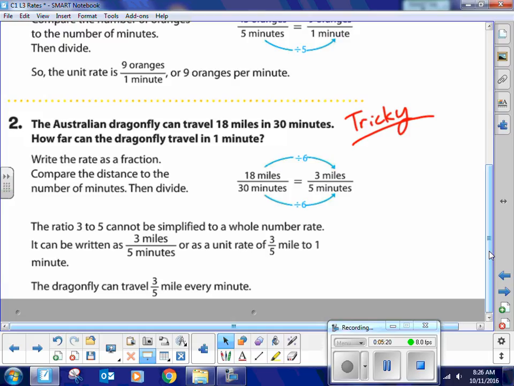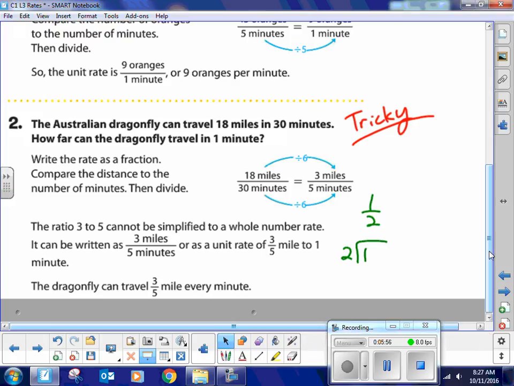Now, the ratio 3 to 5 cannot be simplified to a whole number rate. Eventually, you can see where you can write a fraction on top of another whole number or fraction, okay? But right now, we recognize as math students that a fraction is an unfinished division problem, right? Like 1/2 is 1 divided by 2, okay?